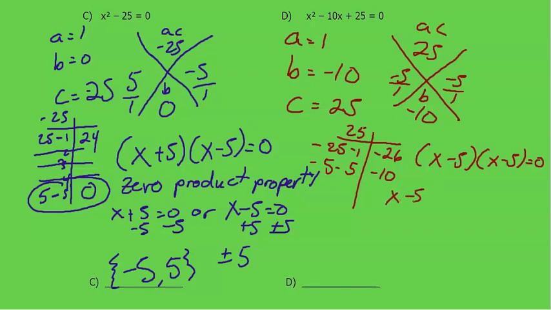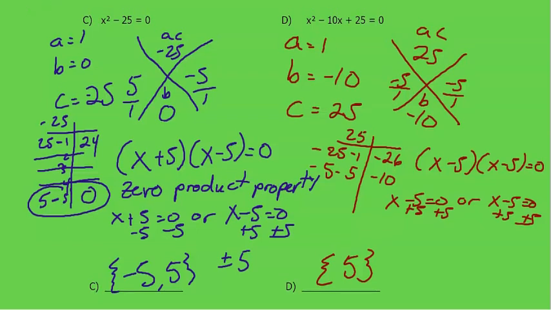So use your zero product property, add 5 to each side. So your solution is x equals 5. It's a repeated real solution.